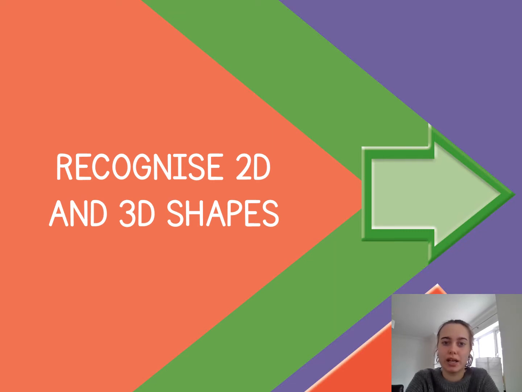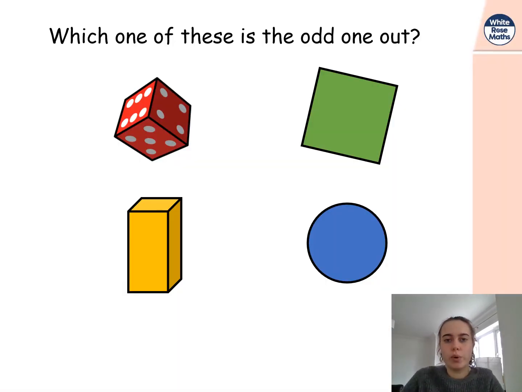Today we are looking at recognising 2D and 3D shapes. Hopefully you remember 2D shapes are flat shapes and 3D shapes are shapes that you can pick up and hold. So which one of these is the odd one out? Now I'll let you into a little secret. All of them in their own way are the odd one out.